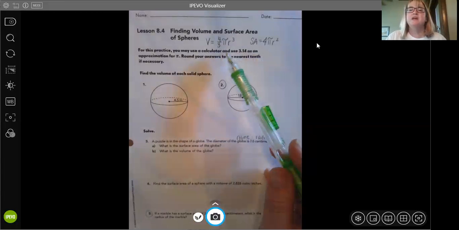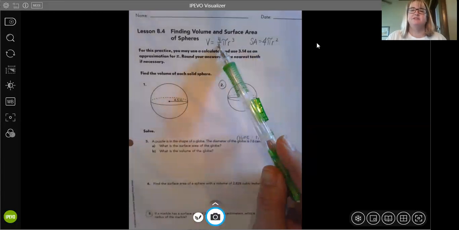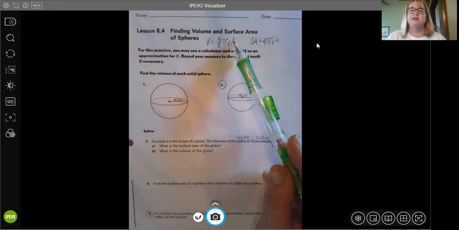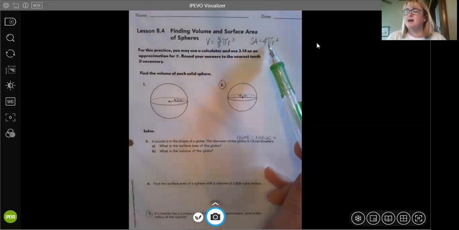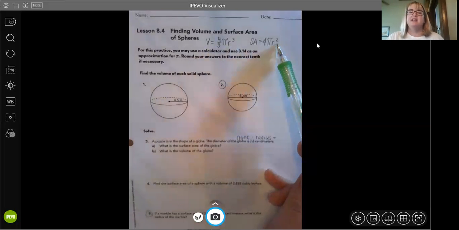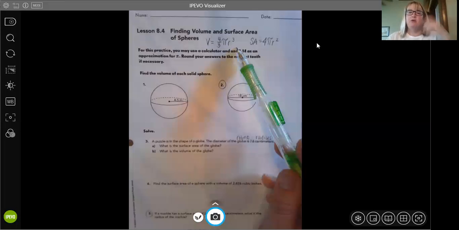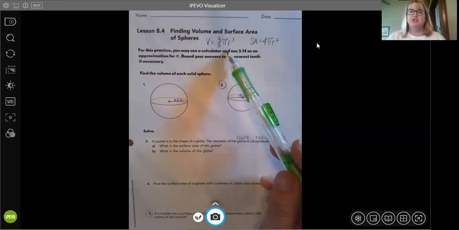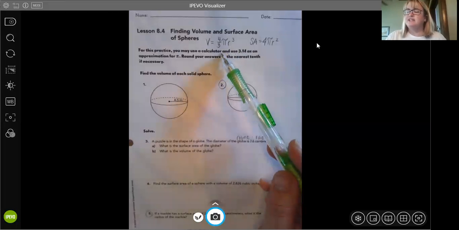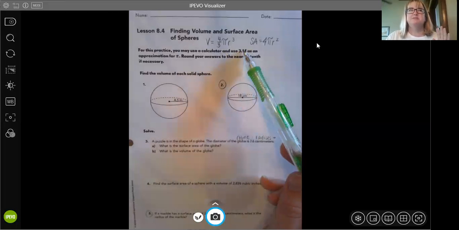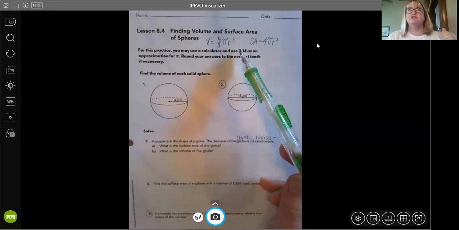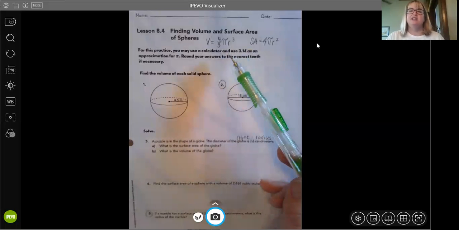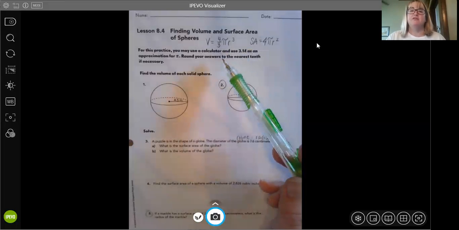So the volume is 4/3 times pi times the radius cubed. And remember, the radius cubed is the radius times the radius times the radius. Surface area is 4 times pi times the radius squared. And again, volume measures how much stuff it holds, like if it were a container, how much it can hold inside. Surface area measures how much space the outside faces take up. So it's kind of like if you want to wrap it or if you want to paint it, how many square inches, square centimeters will you cover?